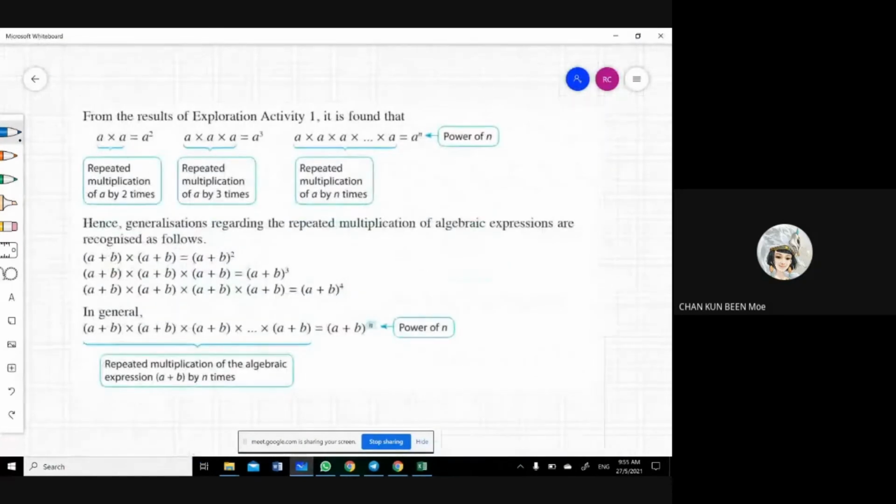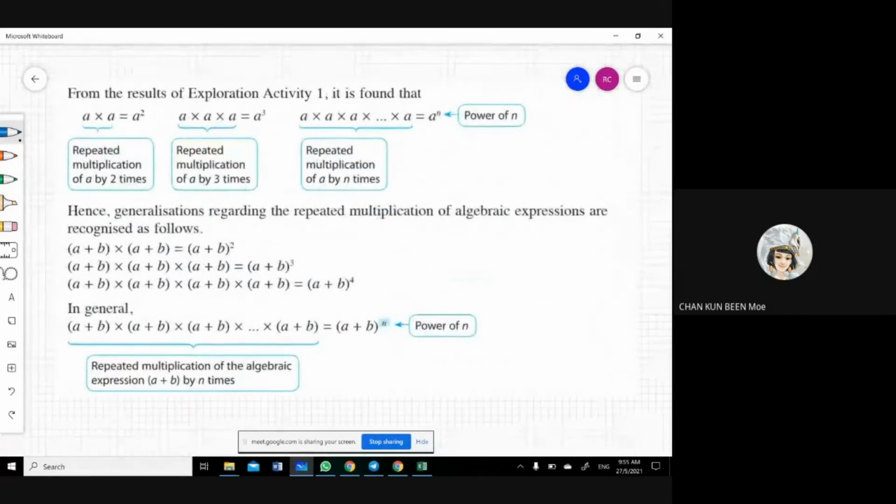From the result of the exploration activity, this one you just go through, you don't have to worry. It is found that A times A equals A squared. A times A times A equals A cubed. So the repeated multiplication of A by 3 times, 1, 2, 3. If the repeated multiplication of A is by n times, because why n times? Because there is a dot, dot, dot over here. We don't know how many times. It can be 10, it can be 100, it can be 1,000. So we don't know how many times, we put it as n. Okay, the unknown or variable, we don't know, so we replace it with unknown.